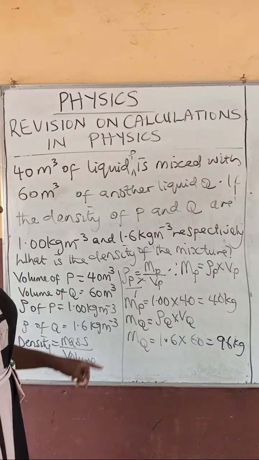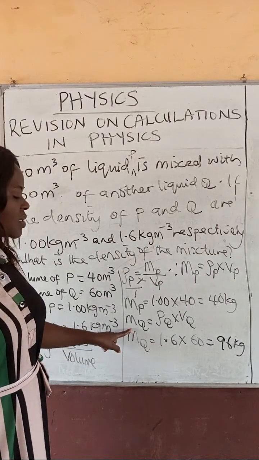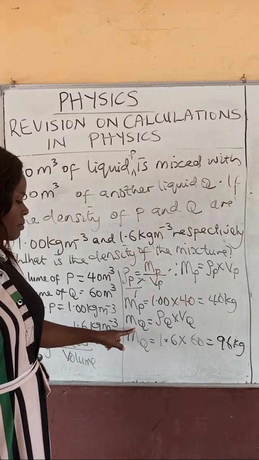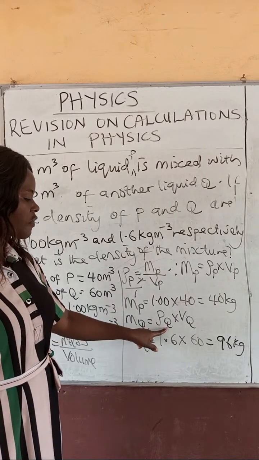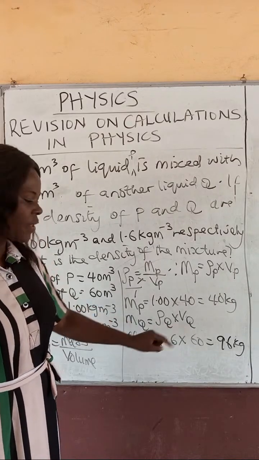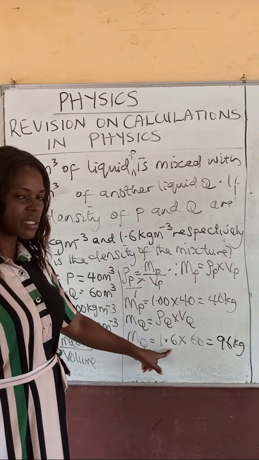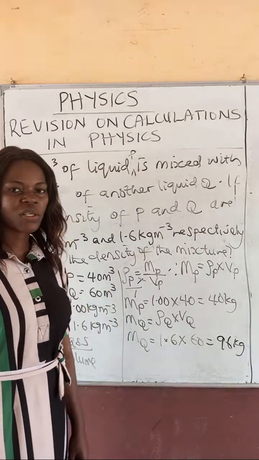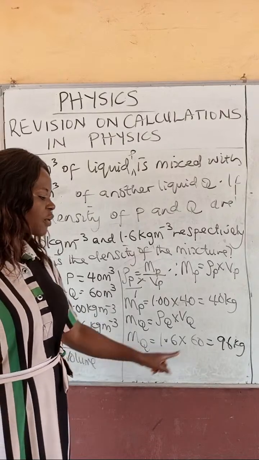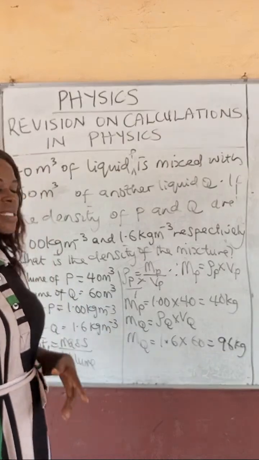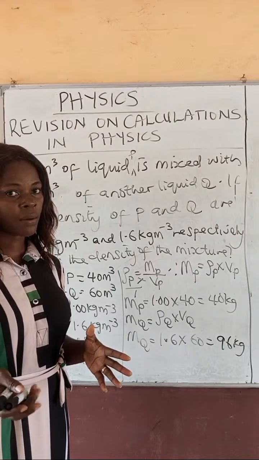Is that okay? All right, so I will do the same for that of Q. The mass of Q is equal to the density of Q multiplied by the volume of Q. My density of Q is 1.6 multiplied by the volume, which is 60. By the time you multiply, you're going to get the mass of Q to be 96 kilograms. Is that okay now?